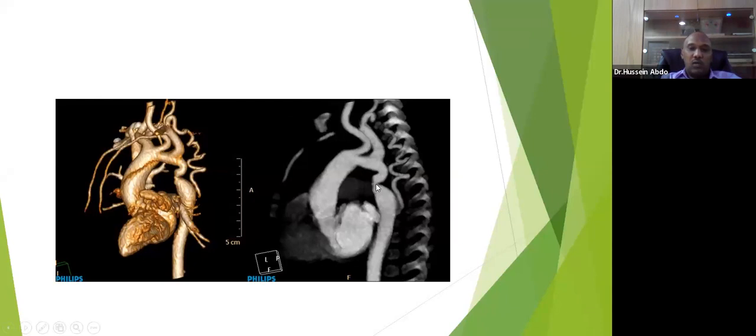You can see how this area is tight, and there is a post-stenotic dilatation. And usually these patients have collaterals from the subclavian or elsewhere, supplying the lower part of the body.